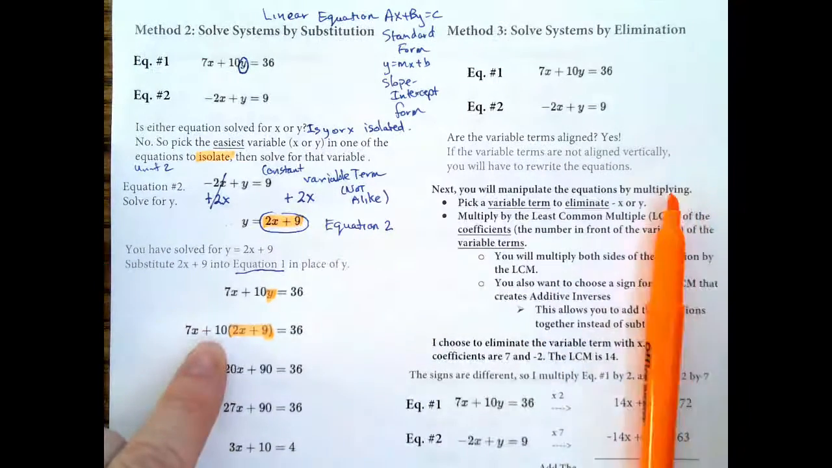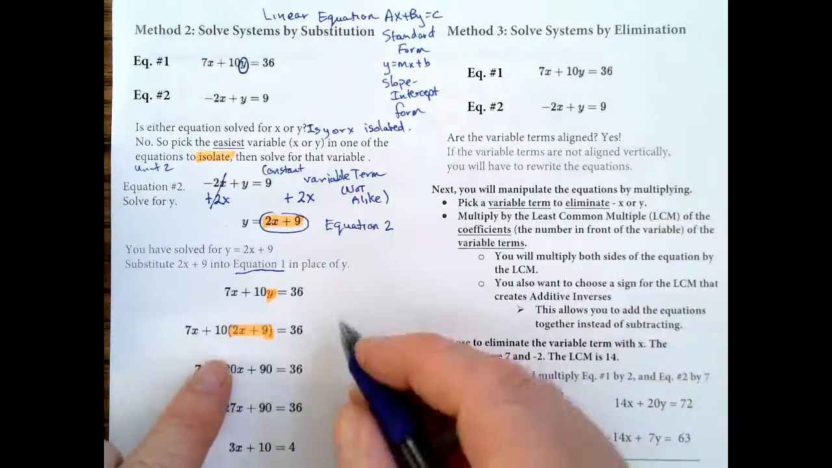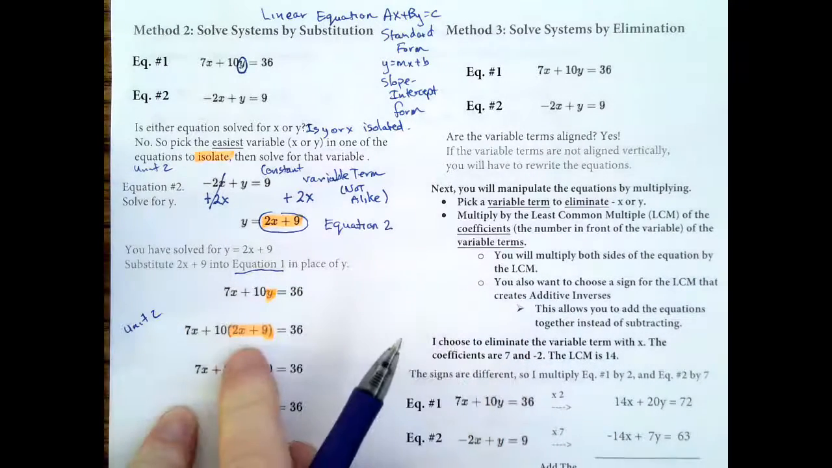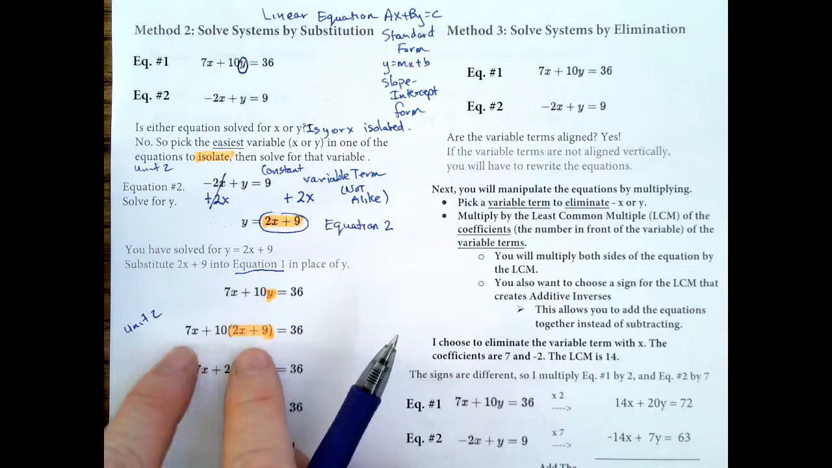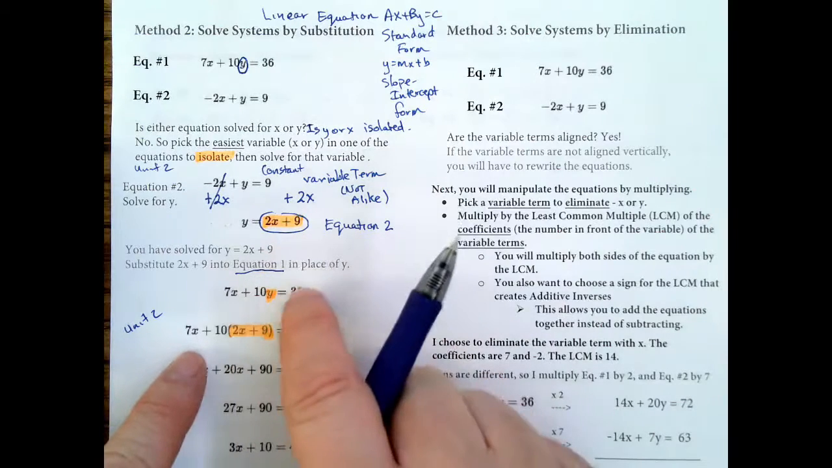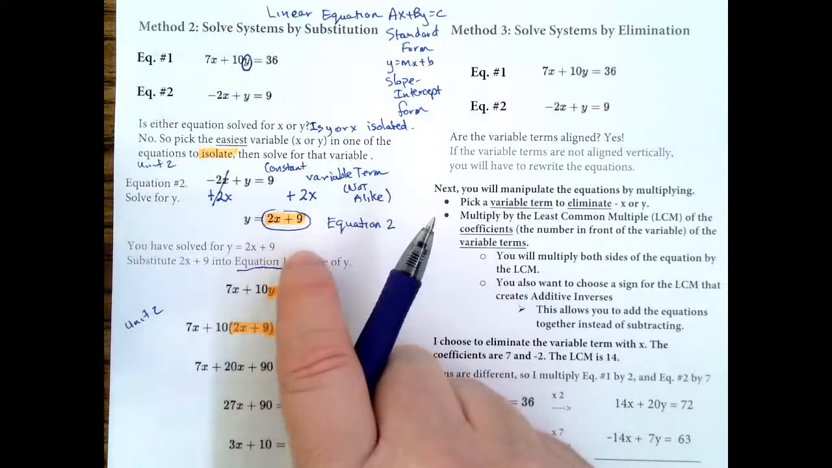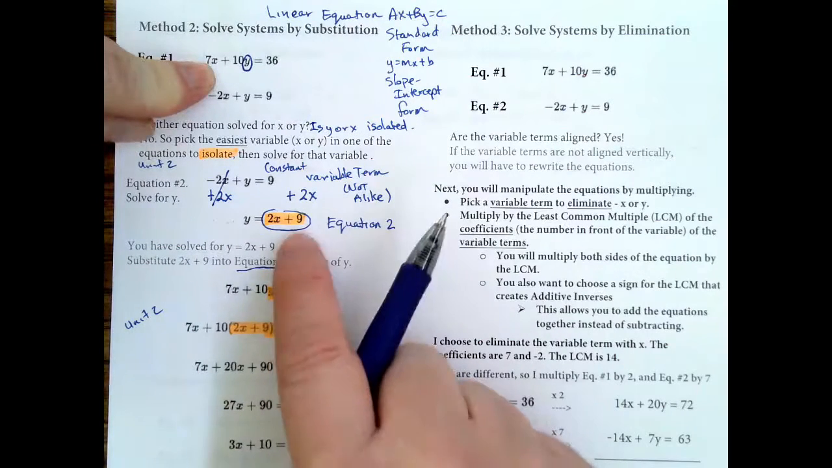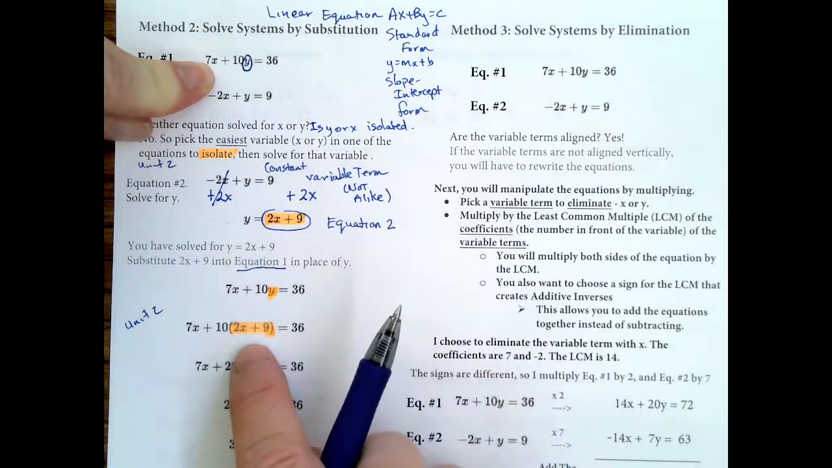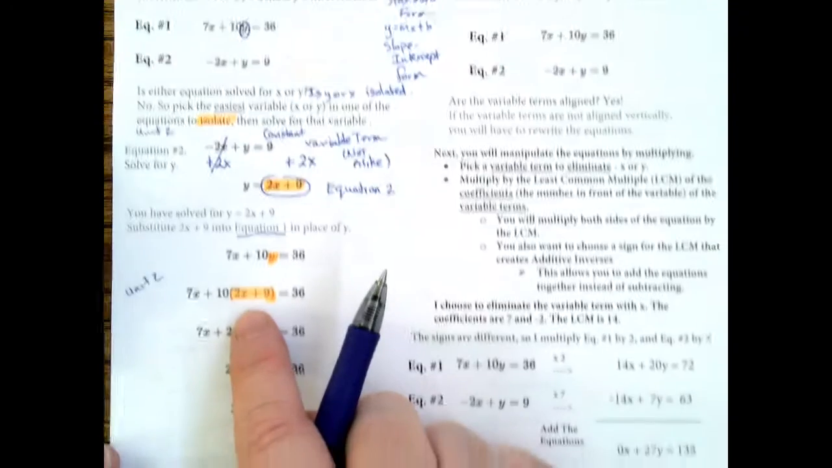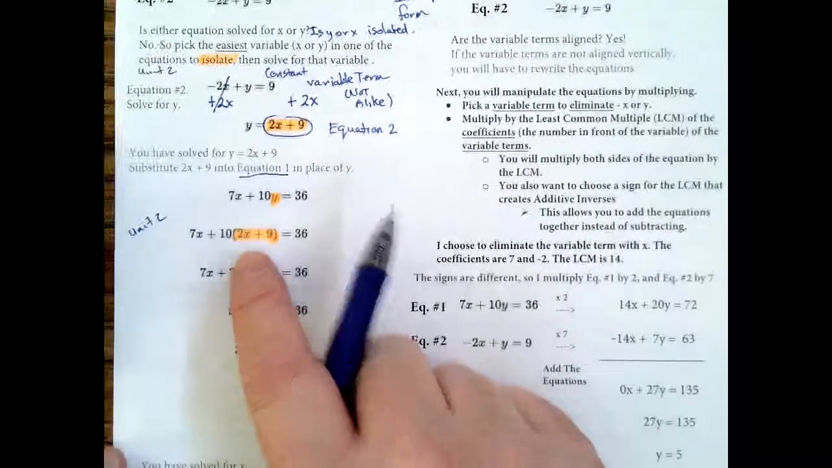Okay, so now I'm back to, this is simply unit 2 stuff again. I have all of it in one variable. Okay, so what did I do again? I isolated equation 2 for y, then I took the other equation, and where I saw y, I put in 2x plus 9. So now I can solve this. I have to do and follow all the rules though. So now I'm solving it for x.